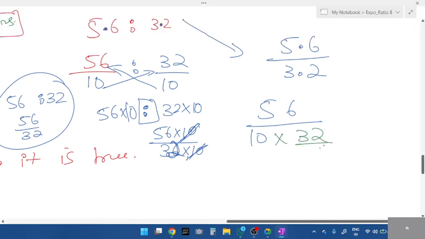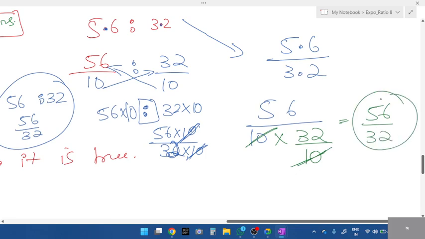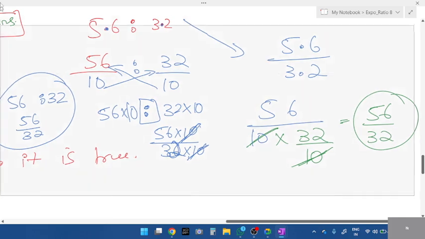You have to write 32 divided by 10. Which one gets cancelled? 10 and 10 gets cancelled. What is left? 56 by 32. And you can reduce it. You can reduce. This is how we solve.